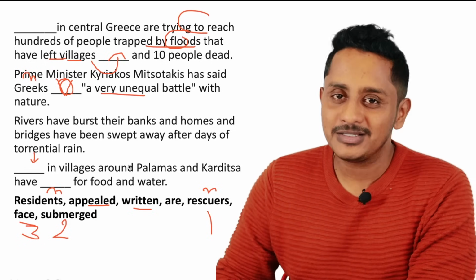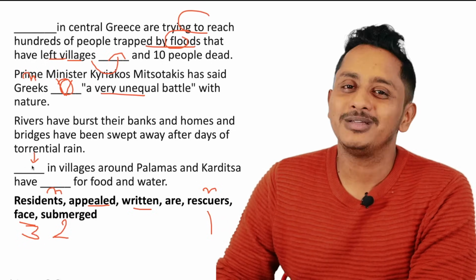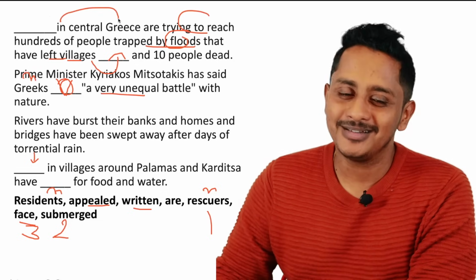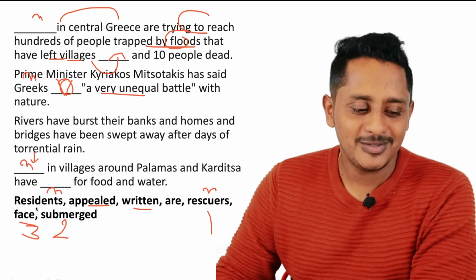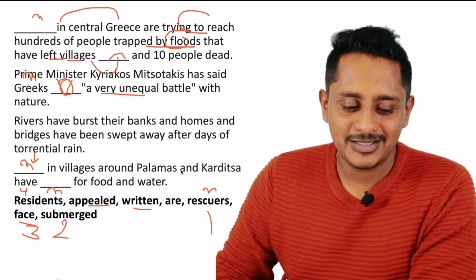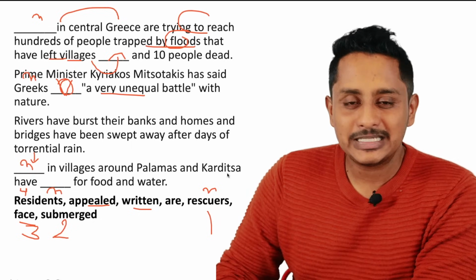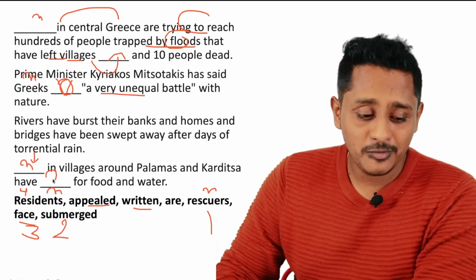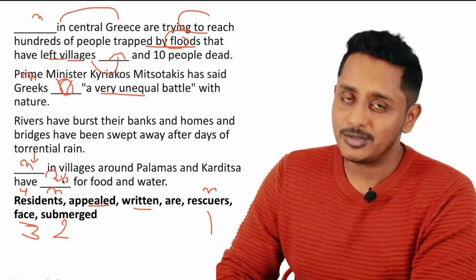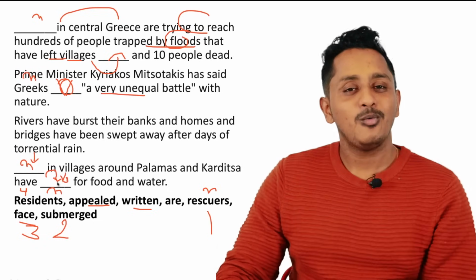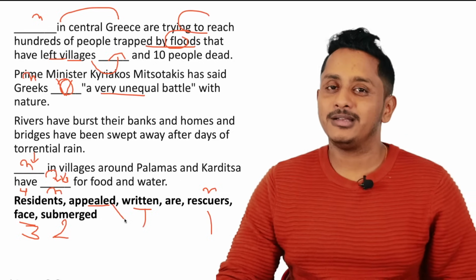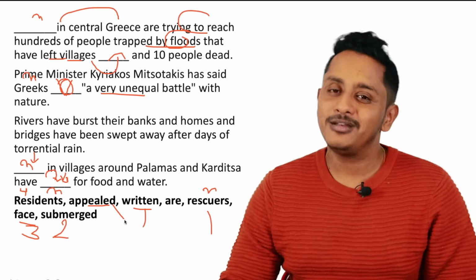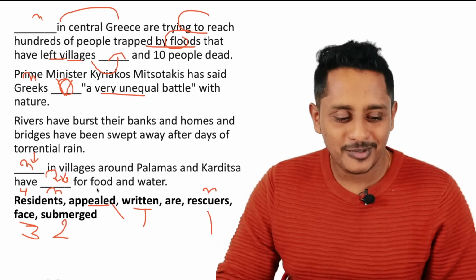"The dash in villages." It should be residents because we saw dash in Central Greece, a noun has to come. Here also a noun has to come. So residents in villages. "Around these villages, Palamas and Kaditsa have dash for food." After have, verb 3 has to come. What is left here? Written and appealed. Have written for food and water, have appealed for food and water.